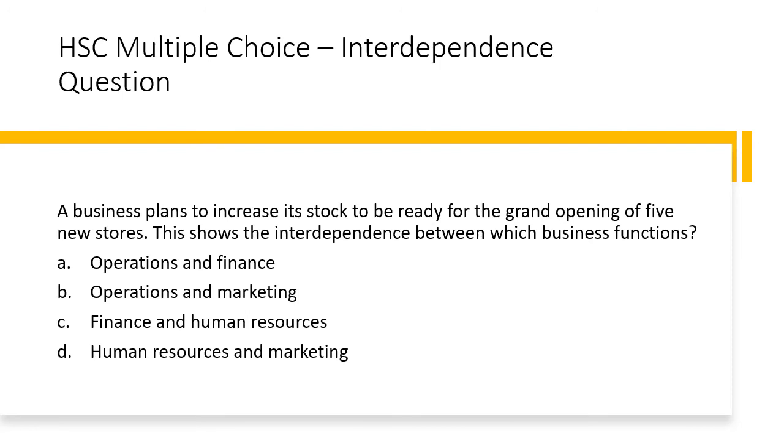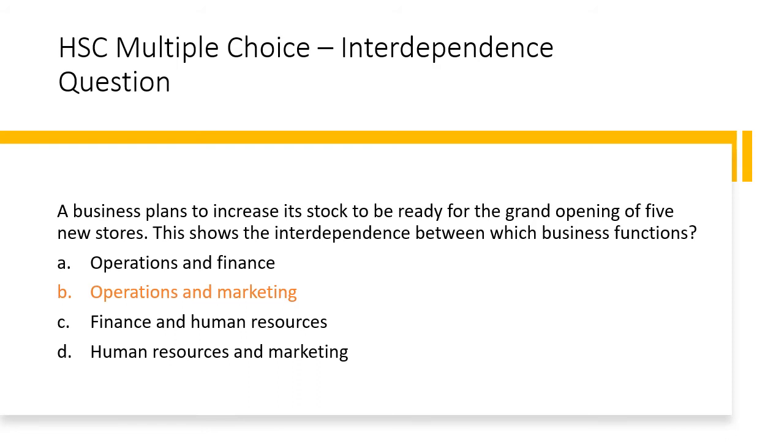So now we're going to go through some multiple choice questions and just look at the style of multiple choice questions that can be asked of you. In this instance, it's an interdependence question. So it's asking you to look at 2 key business functions and then determine which key business functions we're looking at based on the question there. So the answer for this one would be operations and marketing.